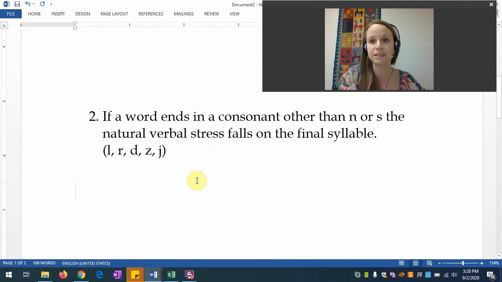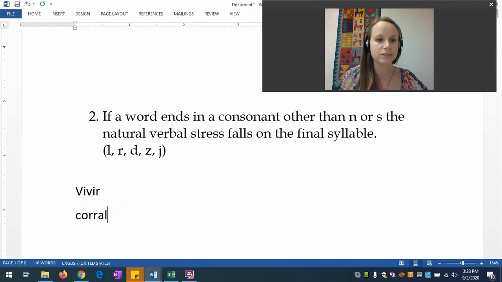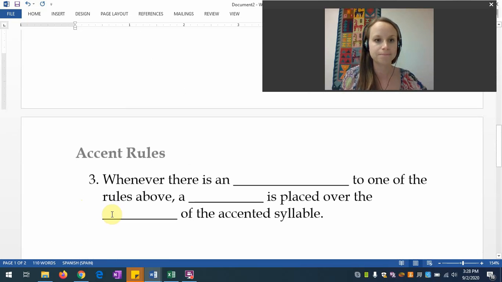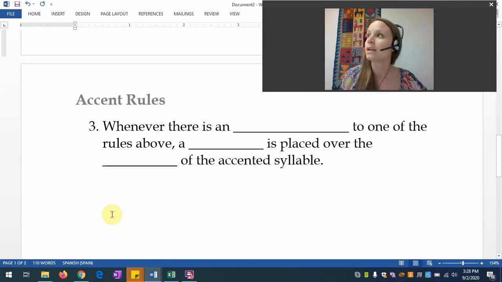So all of our infinitives in Spanish end in R's. One example would be to live. It's vivir. Stress is on the last syllable, vivir. And there are fewer words like that in Spanish, but there's a pretty healthy handful. Another example would be corral. You can hear the stresses here, corral. Magnifico. On to rule 3.